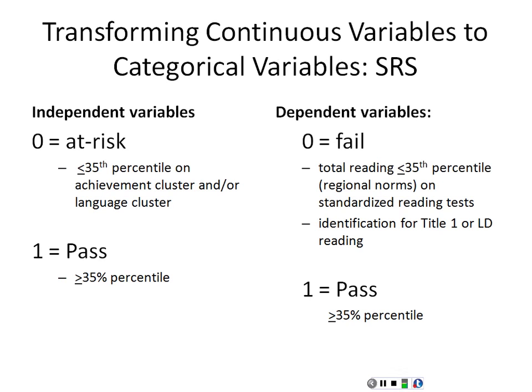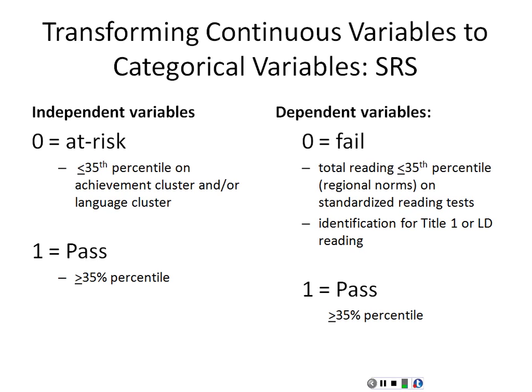You can also transform continuous variables to categorical variables in order to describe your sample. In this next slide, I'm going to show you how I took the Screening for Reading Success overall score and transferred that to either a 0, at risk, or 1, a pass. So any student who was at or below the 35th percentile on the achievement cluster or the language cluster was given a score of 0. Those who were above the 35th percentile were given a score of 1.